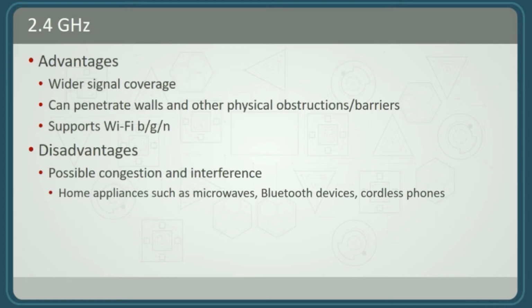Now 2.4 has the advantages of a wider signal coverage. It can travel farther. Lower frequencies simply travel farther than higher ones do by nature. And they're better at penetrating walls or other barriers or obstructions, and it supports Wi-Fi B, G, and N, so it's fairly compatible. But in terms of disadvantages, there can be possible congestion and interference. Other devices, such as microwaves, Bluetooth devices, cordless phones, all might be using that same frequency range. So they can quite literally interfere with each other.